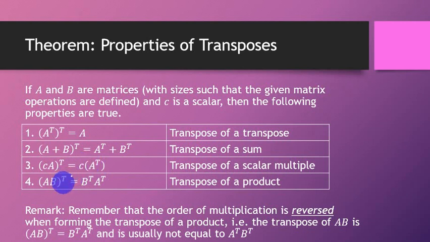Lastly, if you want to find the transpose of the product AB, that would be the same as finding first the transpose of each matrix and multiplying first the B transpose, or the transpose of the second matrix, to the first one. Remember, the order of multiplication is reversed when forming the transpose of a product. That is, the transpose of AB is B transpose A transpose, and is usually not equal to A transpose B transpose, because as you might have noticed, when we do the transposition and they're not square matrices, the size of the matrix would usually change.